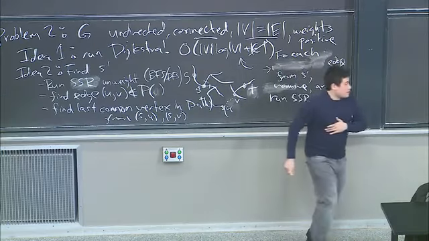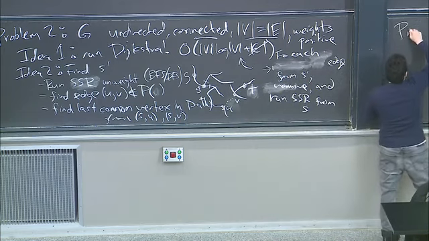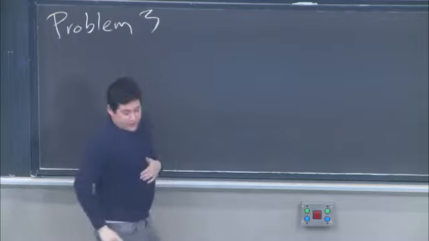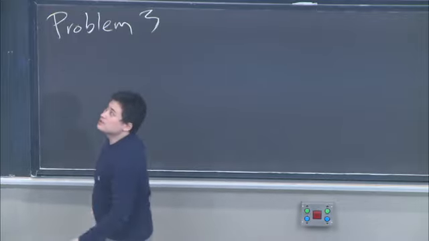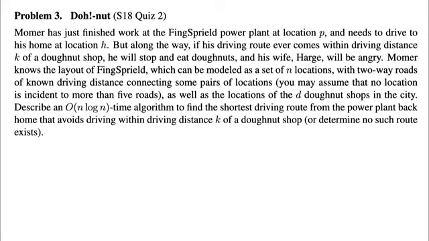All right, cool. So that's that problem. Problem 3. I have half an hour for the last 2 problems. I think that should be fine. This one is Donut, that's the problem name. Momar has just finished work at the Fingsprield power plant at a particular location, P, and needs to drive home to a known location, H. But along the way, if his driving route ever comes within driving distance K of a donut shop, he won't be able to resist himself and will have to go there and eat donuts, and his wife, Marge, will be angry. Okay, maybe you can get the reference here.